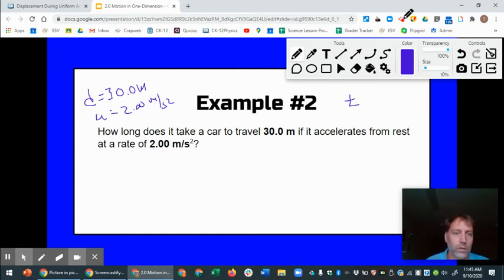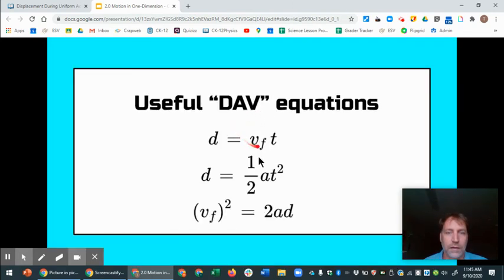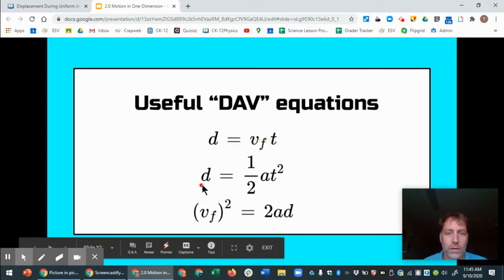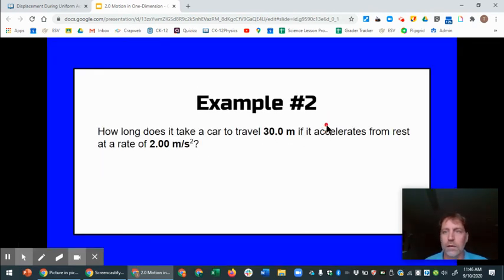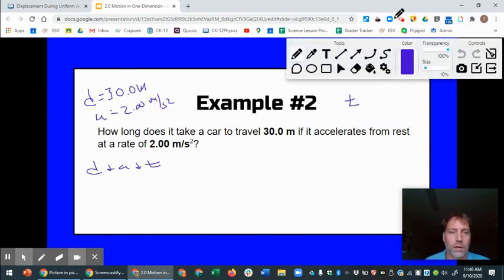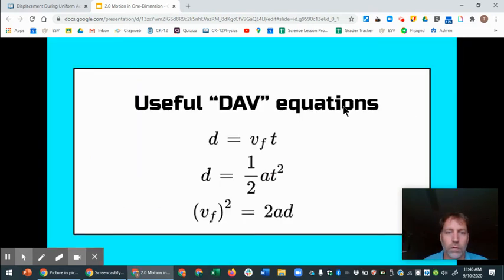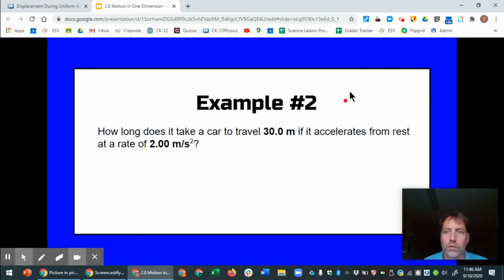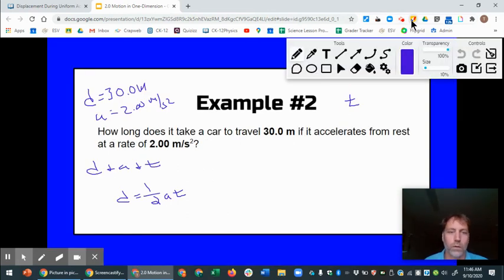That's what we want. So we need an equation that has d and a and t in it. Let's go find a Dave equation that has d, a, and t. D, a, and t is right here. Those are the three variables we need. So d equals 1/2 at. Now, was it t squared? See, I don't even remember all these myself. So let's see. Yes, it's t squared. So I knew it was something, and I wanted to make sure I got that. So d equals 1/2 at squared.